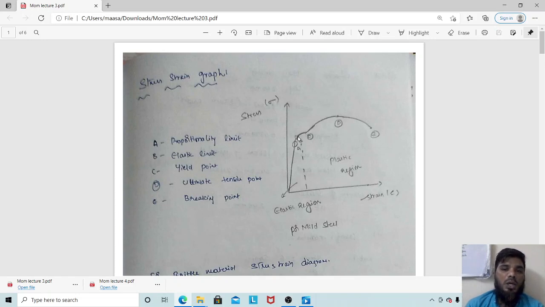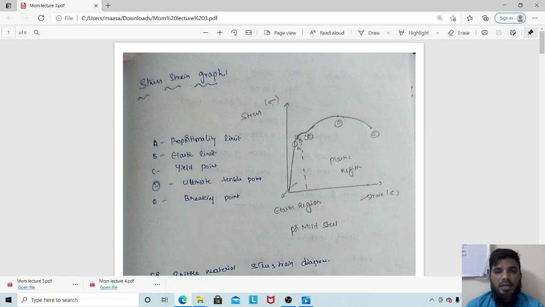If you again cross this, if you apply the stress beyond this point B till some extent, that point is called C, which is the yield point. After this yield point, the material will enter into the plastic region. Generally, we have two yield points, upper yield point and lower yield point. For mild steel, it is like this only. The yield point is the point where the material starts to undergo plastic deformation.